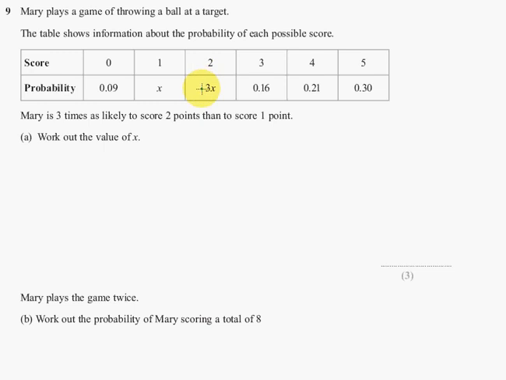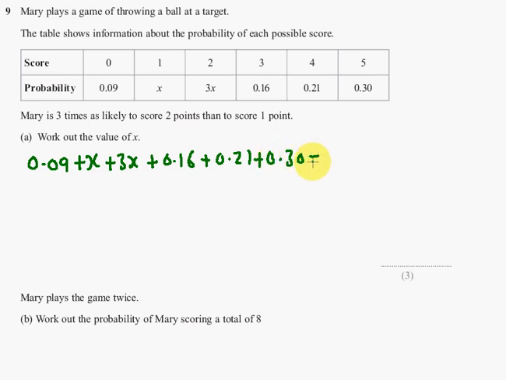So the probability of 2 is 3x, as the probability of 1 is x, as she is 3 times as likely to score 2 than she is 1. Part A says work out the value of x. Okay, so remember all of these added together will add up to a total of 1. So I'm going to write that out. 0.09, add x, add 3x, add 0.16, add 0.21, add 0.30 is equal to 1.